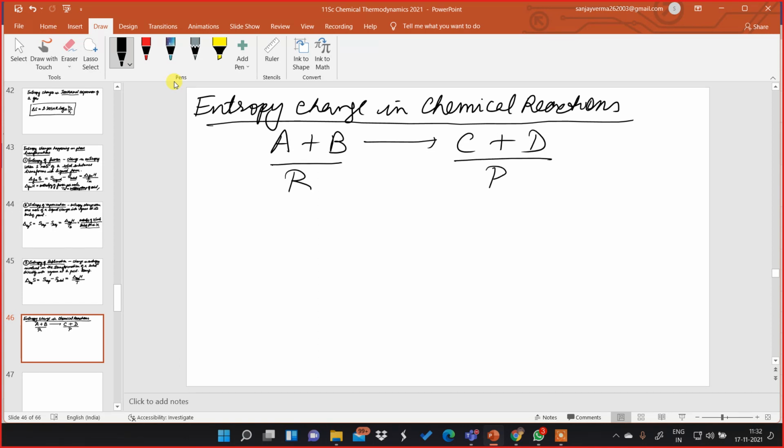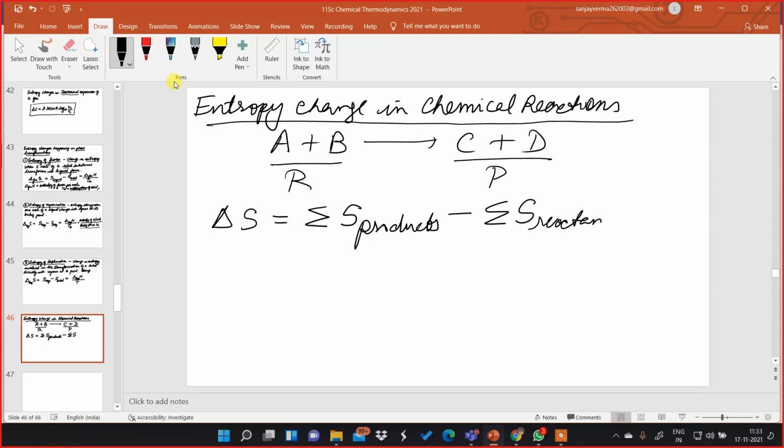So in such a situation, the formula for entropy change in chemical reactions, delta S, is equal to the sum of the entropy of the products minus the sum of the entropy of the reactants. This is the formula you have to remember.